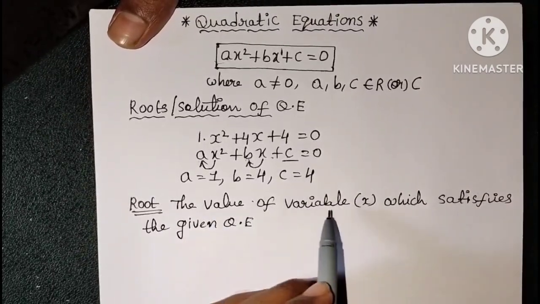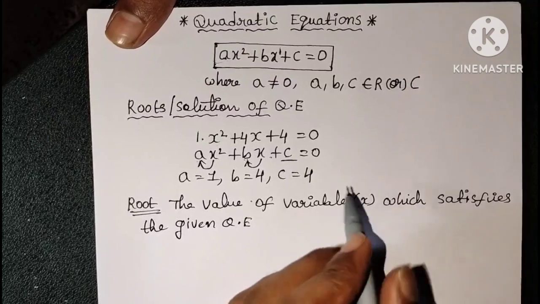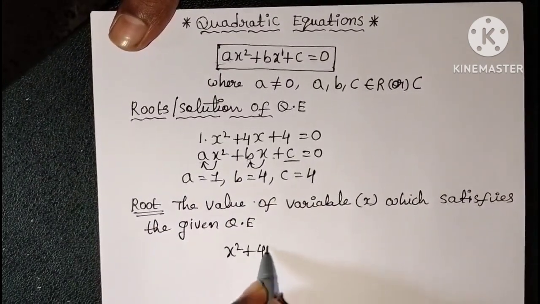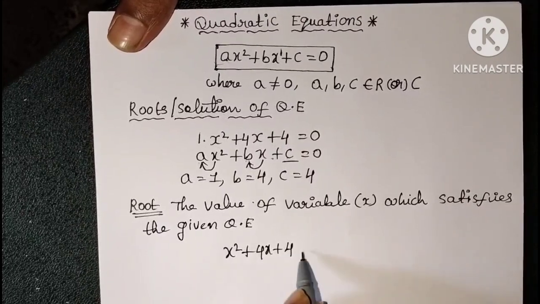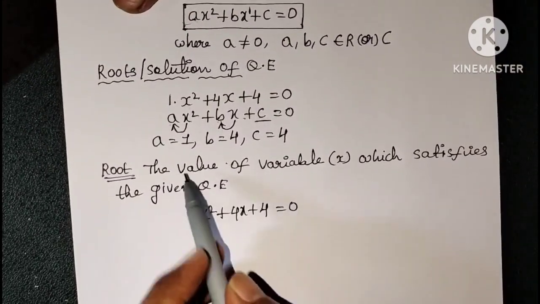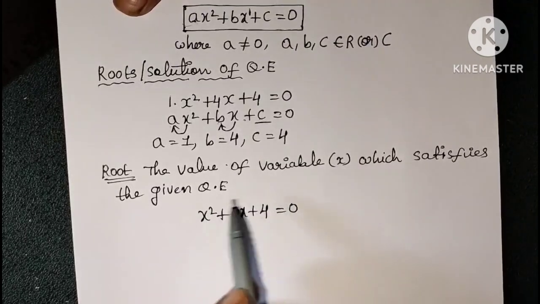So the value of the variable. Here suppose x square plus 4x plus 4 is equal to 0 is a quadratic equation. The value of the variable which satisfies the given quadratic equation.